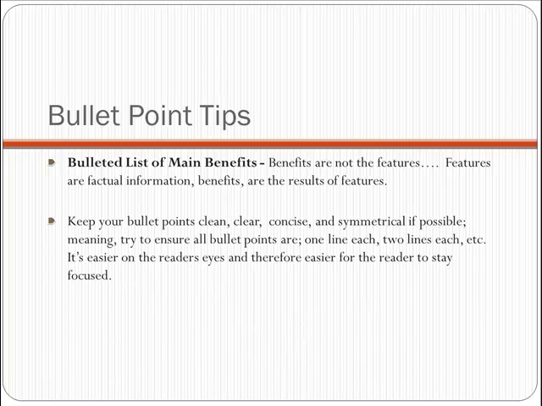Keep your bullet points clean, clear, concise, and symmetrical if possible, meaning try to ensure that all your bullet points are one line each or two lines each, etc. So if we look at up here where we're talking about the bullets, we've got them on two lines. So if you wanted to keep your next bullet point on two lines, your next one down would be two lines, or three lines or one line, whatever. So try to keep them symmetrical, but make them nice and clean and clear, right to the point. It's easier on the reader's eyes, and therefore easier for the reader to stay focused, and you want to keep them focused through it. You want them to be able to read it very easily.